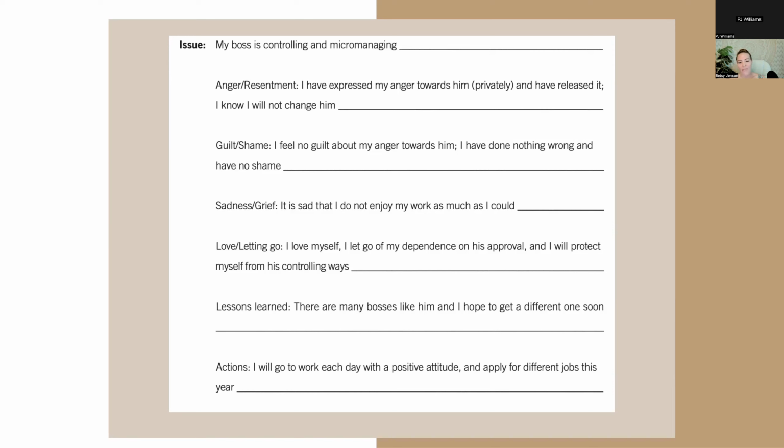Love and letting go, I love myself. I let go of my dependence on his approval, and I'll protect myself from his controlling ways. So again, the anger is actually leading to a healthier relationship with this person. Lessons learned, there are many bosses like him, and I hope to get a different one soon. And actions, I will go to work each day with a positive attitude and apply for different jobs this year.